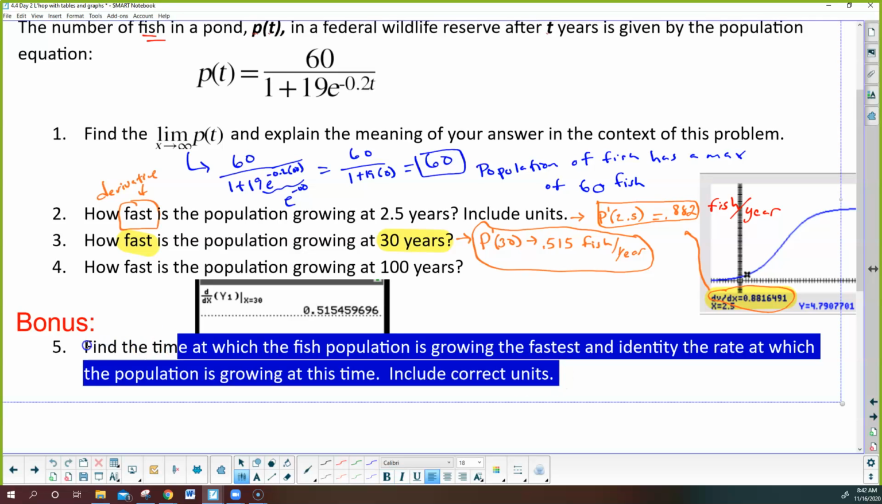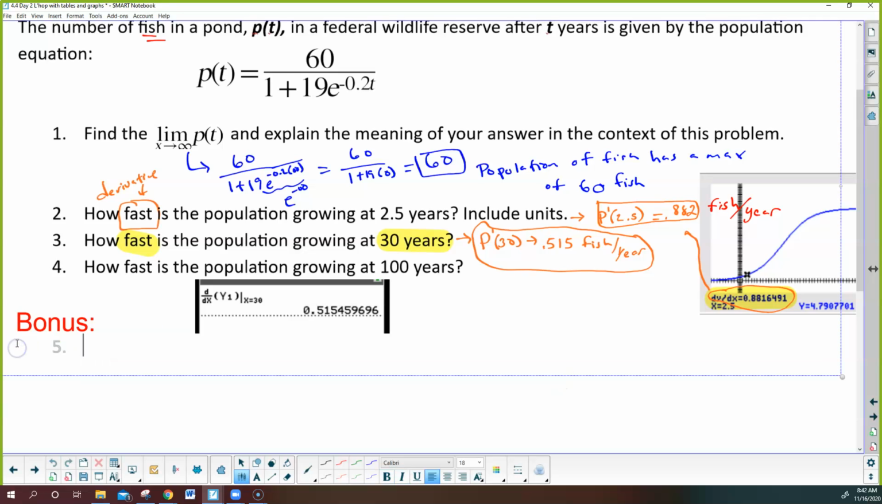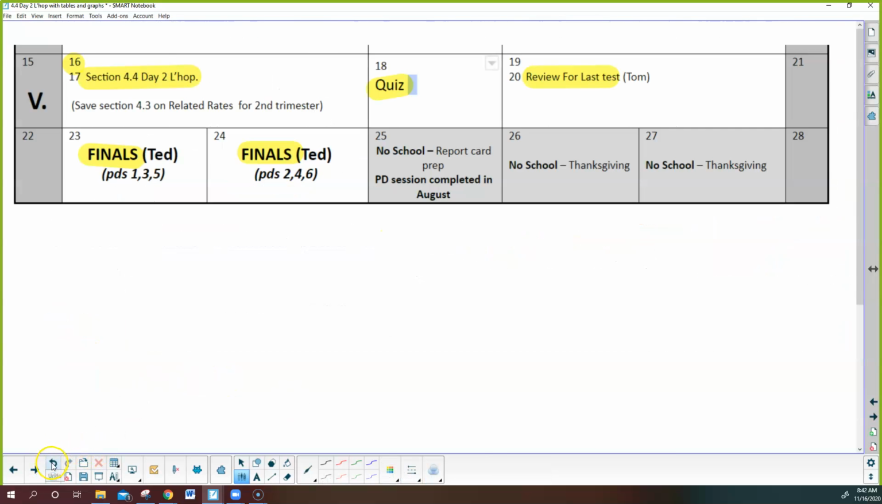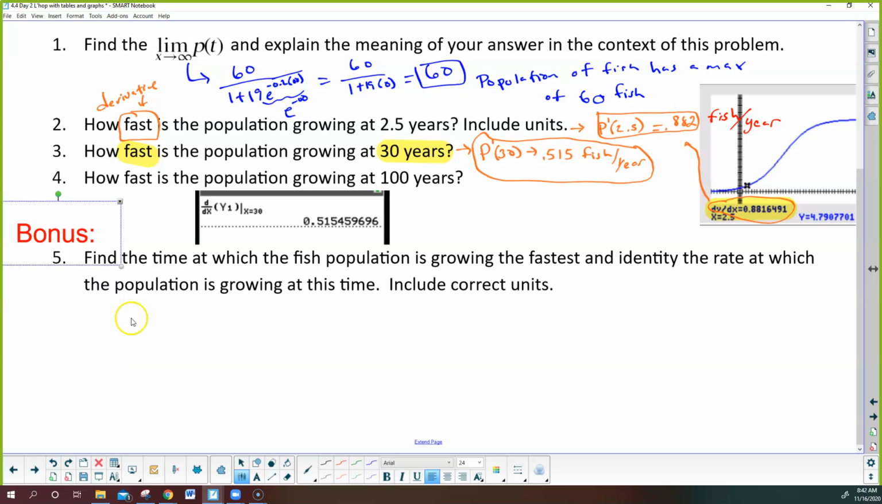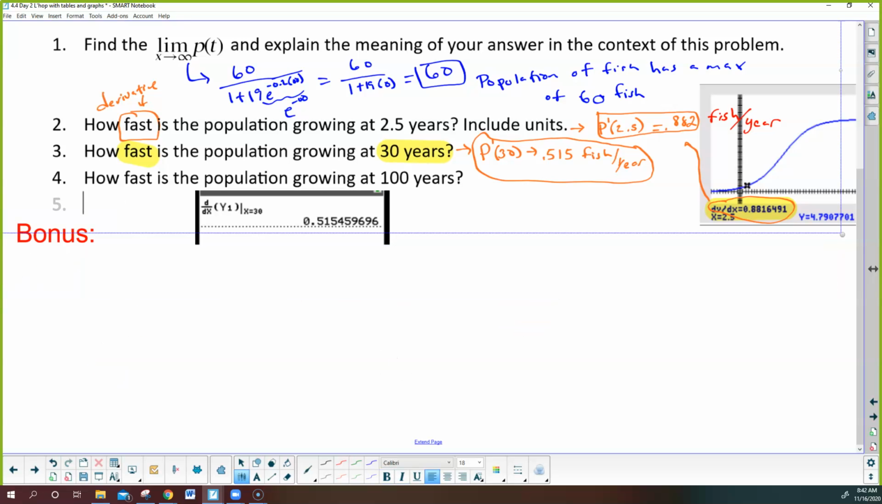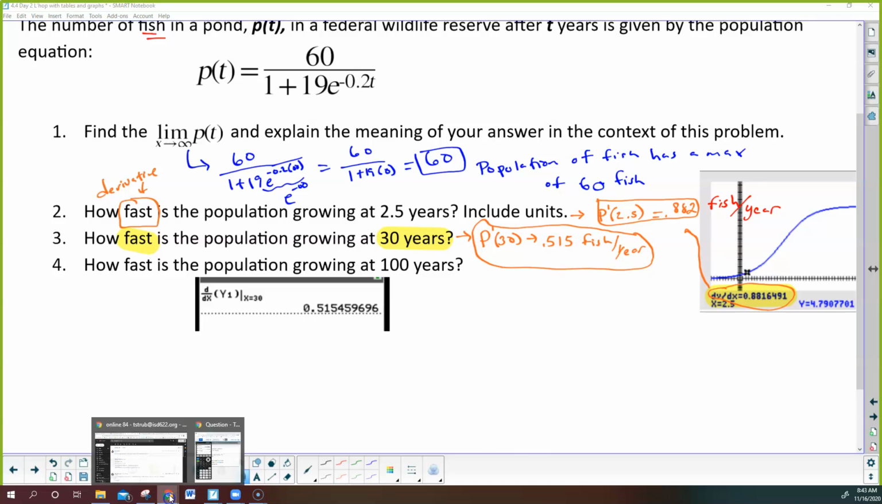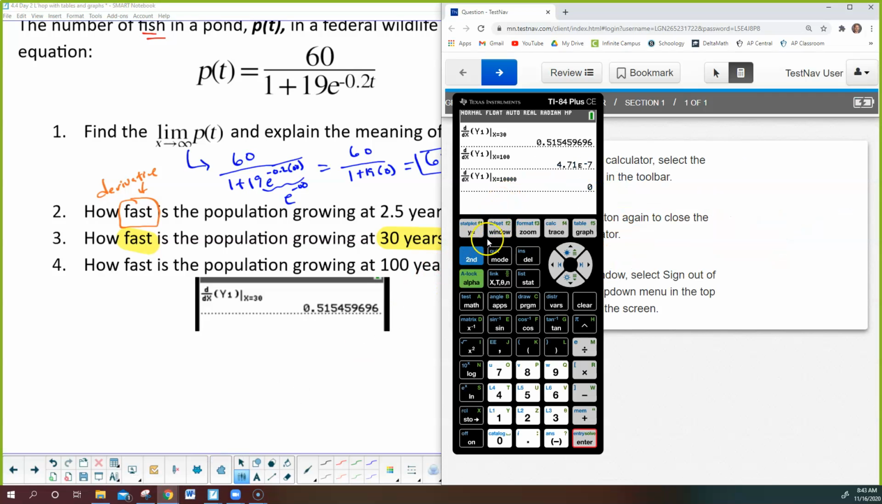All right, we're not going to do the bonus. The bonus was something that, if we had time, we're going to really cover next unit, so we don't need that one. I'm not positive if the TI-83 is going to do this.